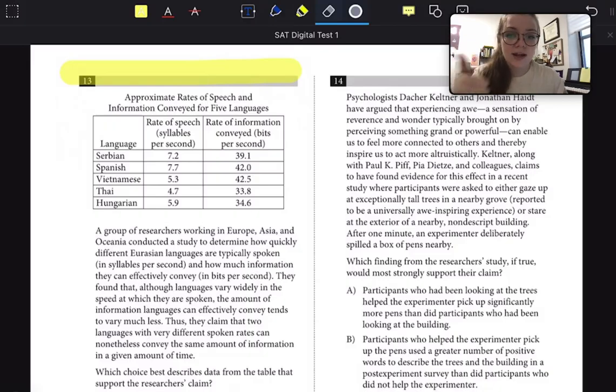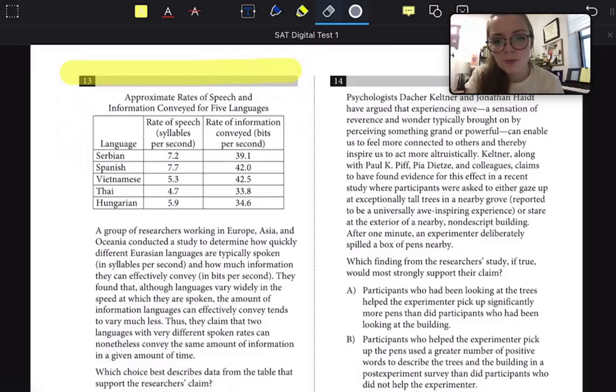So we're looking at the rate of speech versus how much information is conveyed, right? So how quickly you're speaking and how much information you're actually getting in those words. So let's look at each of the columns here. Starting with language, pretty clear, we've got all these different languages. The rate of speech that they are measuring in syllables per second. So we can see, even just from looking at this, Spanish is spoken the most quickly. Vietnamese is spoken... Thai is spoken the slowest, and there are several languages that fall somewhere in the middle.